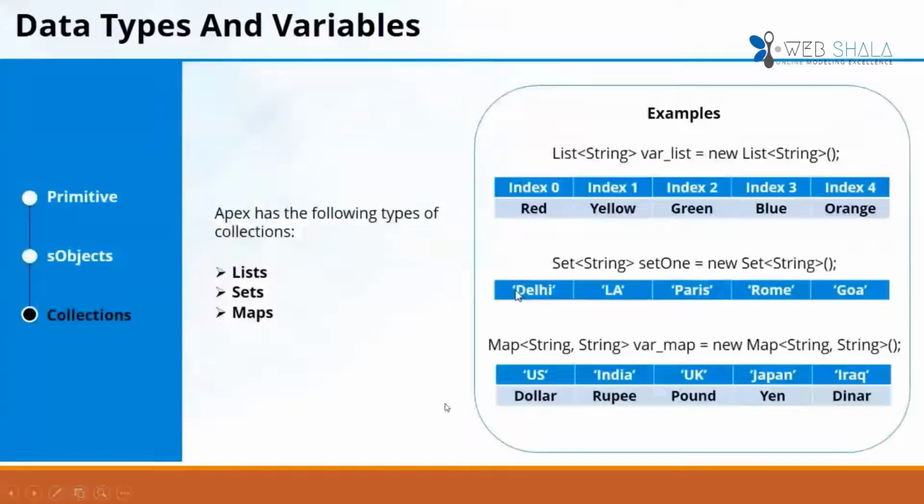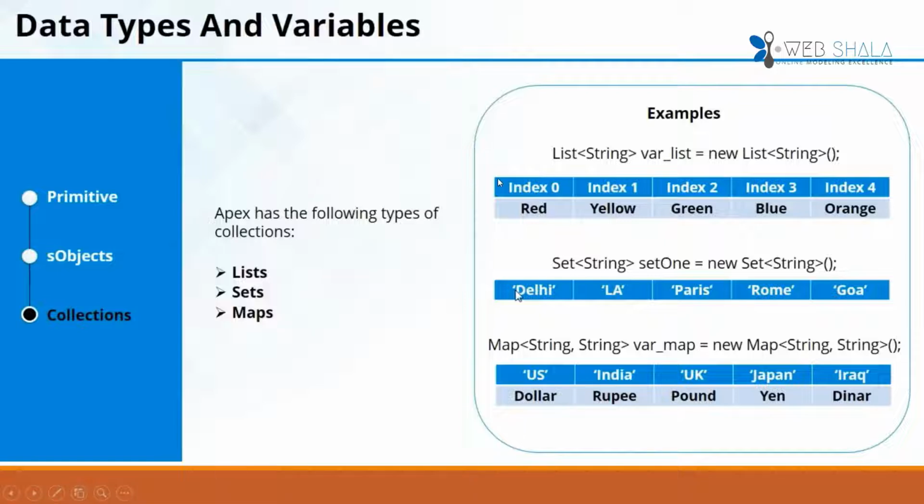I'll move next to the collection. This is a very important thing in Salesforce. Whenever you write code in Apex, you will always see list, set, and map. So you need to understand them first. What is a list? What is a set? What is a map?